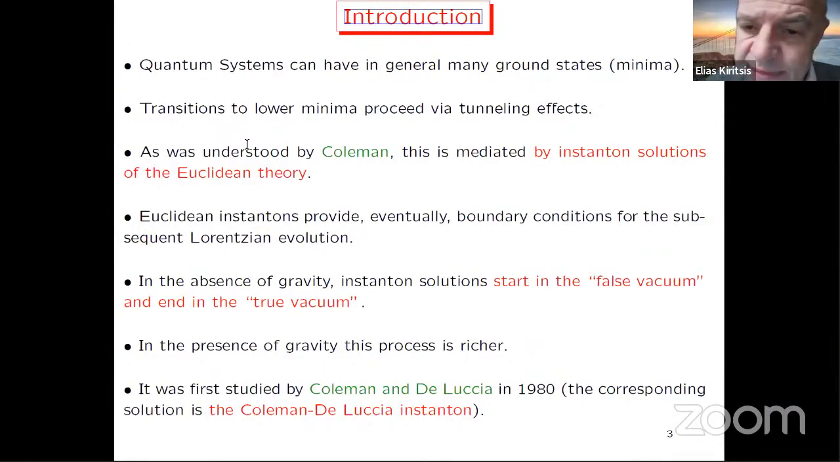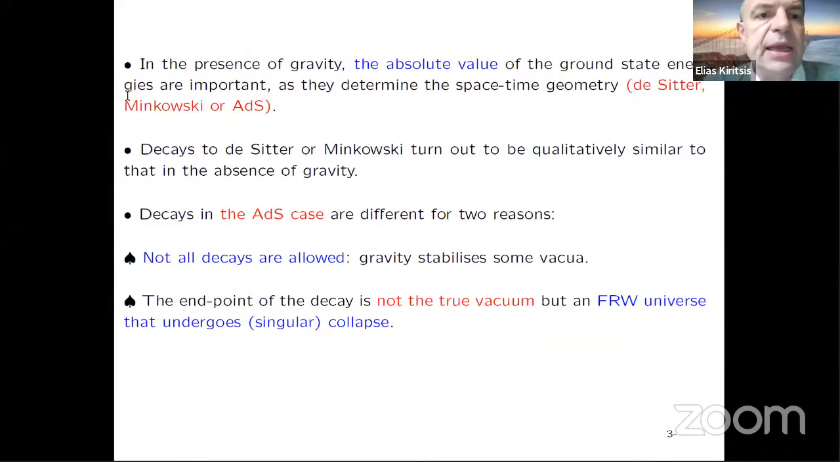Now, in the absence of gravity, instanton solutions start in the false vacuum and end in the true vacuum. However, in the presence of gravity, this process is richer. It was first studied by Coleman and his student De Luccia in 1980, and the corresponding Euclidean solutions are known as Coleman-de Luccia instantons. In the presence of gravity, the absolute value of the ground state energy is important, as usually happens in gravity, and therefore it determines whether the space-time is de Sitter, Minkowski, or anti-de Sitter.